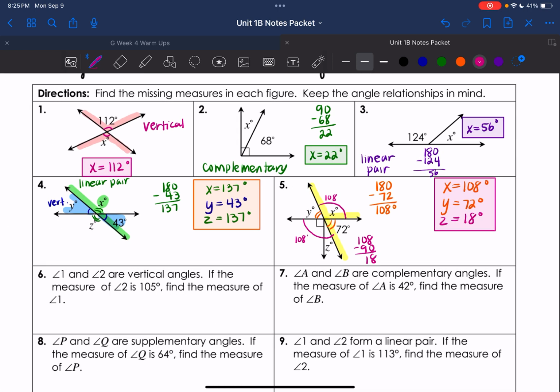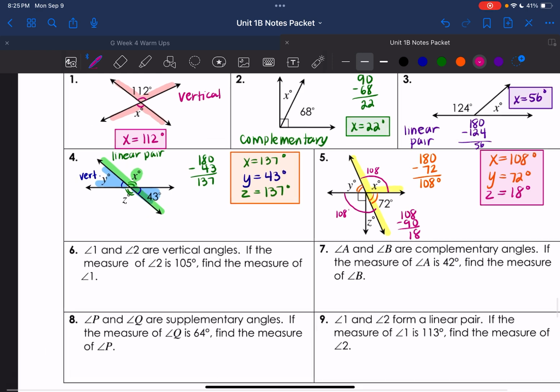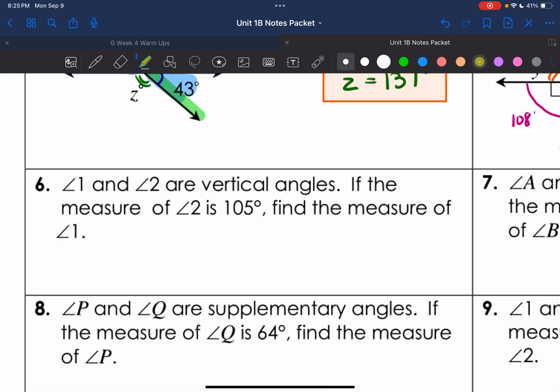Okay, the next 4 don't have any figures. You're going to have to read your problem. So number 6 says that they are vertical angles. And the thing that we know about vertical angles is that they are congruent.